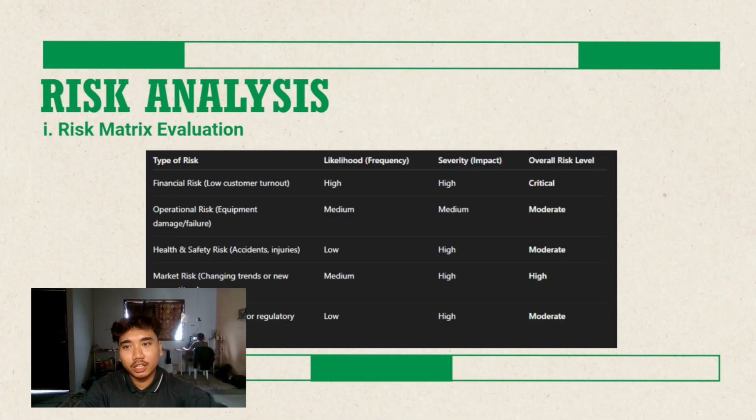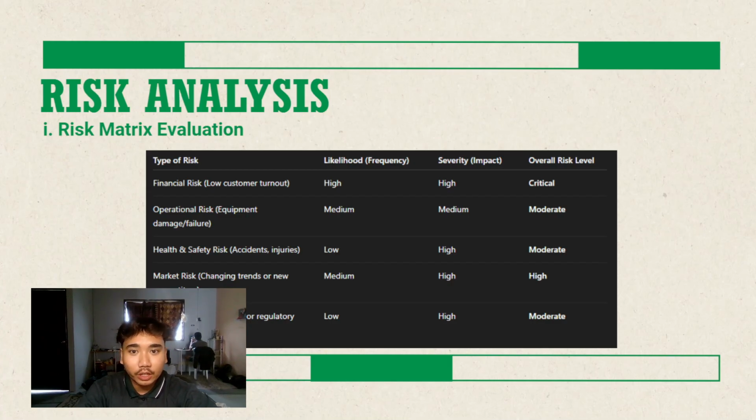My name is Muhammad Haris Daniel, and we're moving on to risk analysis. First, risk matrix evaluation. The types of risk we have are financial risk, operational risk, health and safety risk, market risk, and compliance risk. Financial risk: likelihood is high, severity is high, overall risk level is critical.